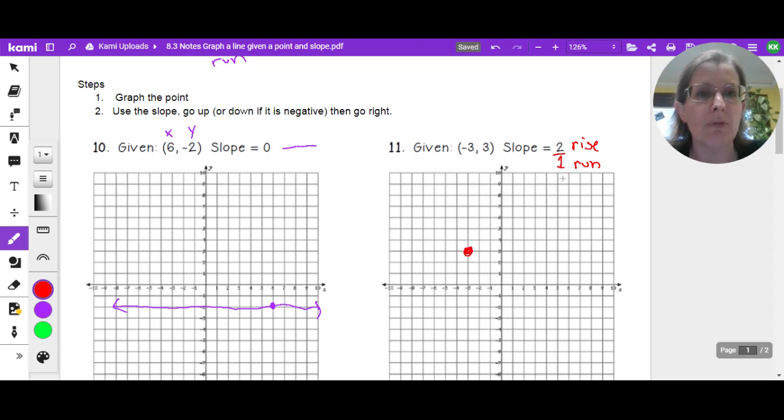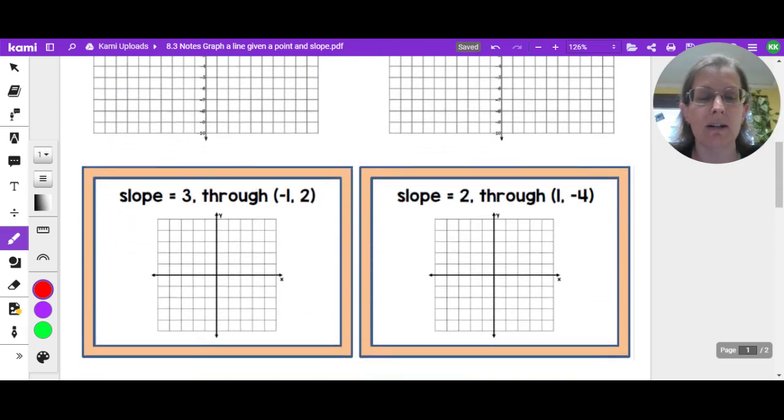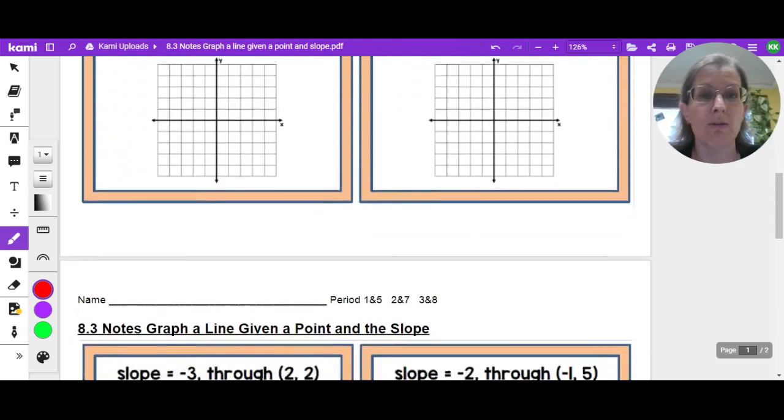And it goes up 2 over 1. So my line is going to go up 2 over 1. There's another dot. Up 2 over 1. There's another dot. You could keep going till you run out of space. And then we just draw our line. So if you're given a point and the slope, you can figure out exactly what that line is going to look like. Now you're going to do those two, so try those two on your own.